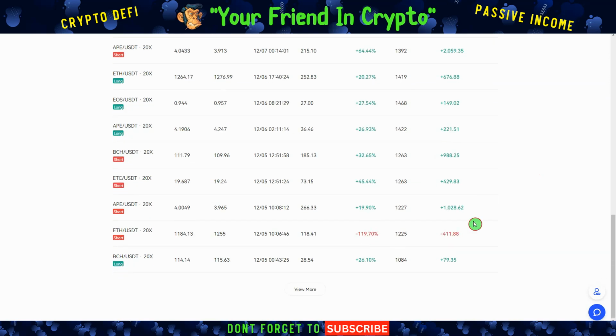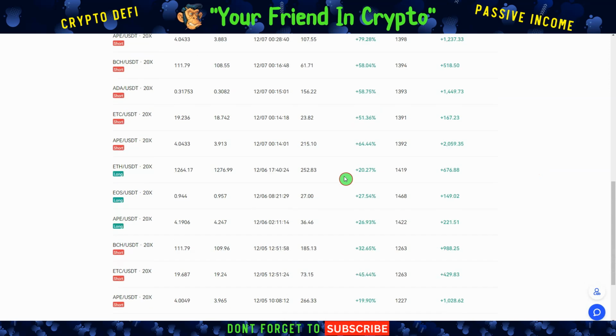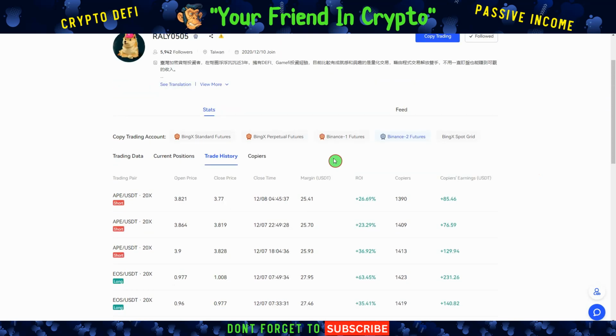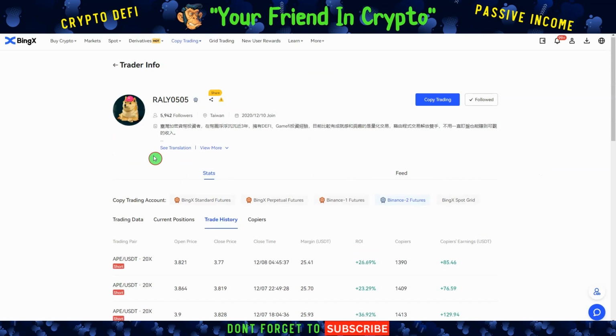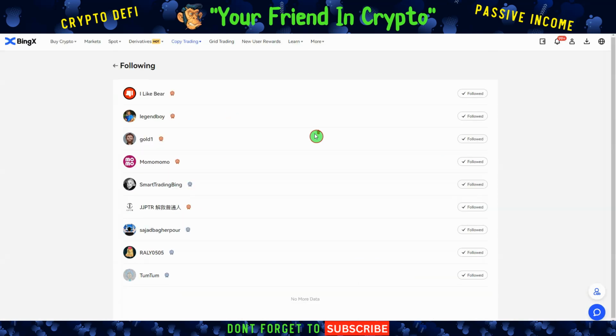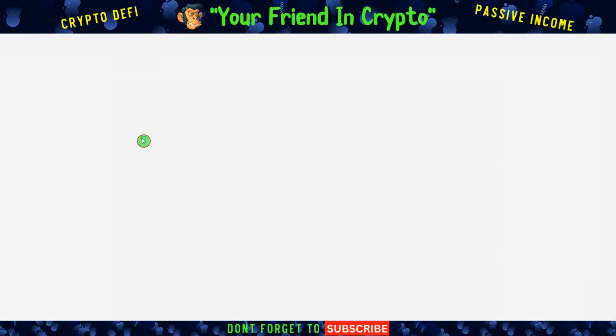Look at this, guys. Now, he did have one big loss before, but in 2 or 3 or 4 more trades, he recovered that loss and just kept going up. So there's a lot of things that you want to look at on these when you're trying to find a trader that you like. This site gives you a lot of information.